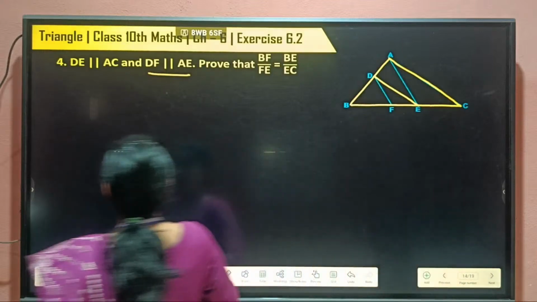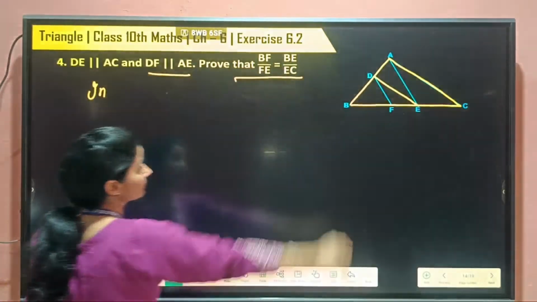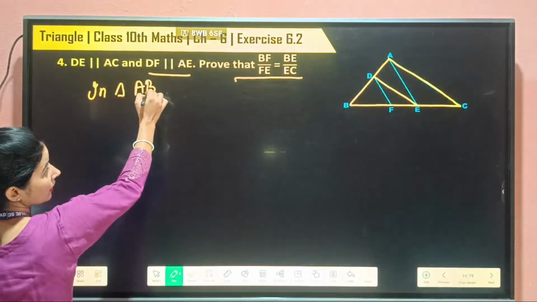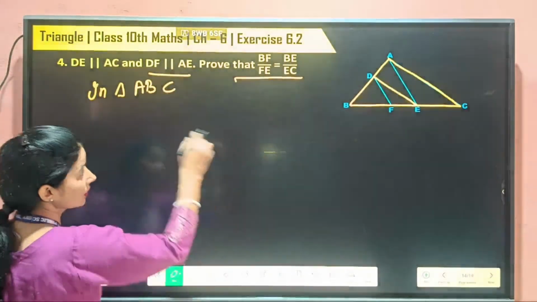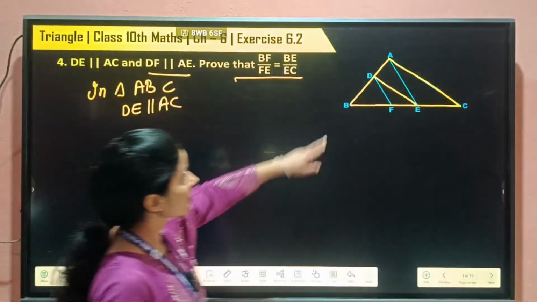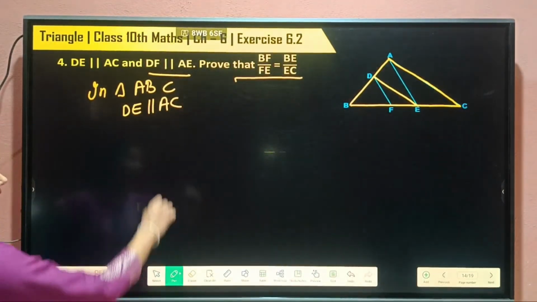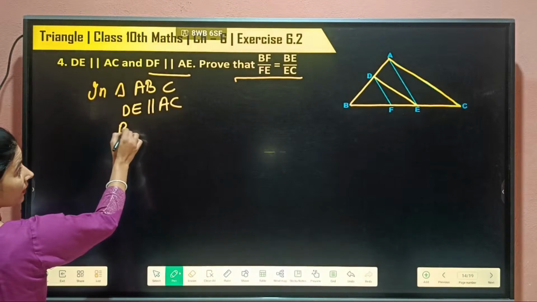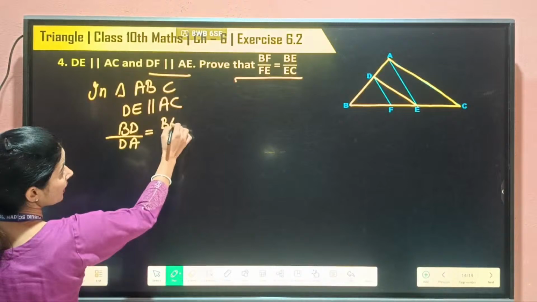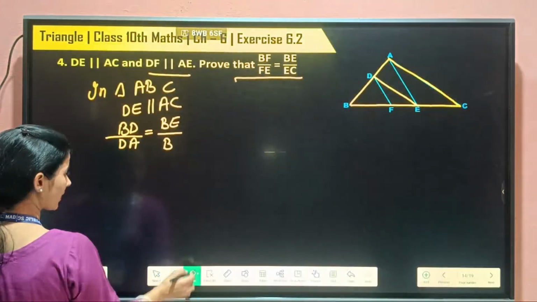In triangle ABC, this DE is parallel to AC. Then corresponding sides ratio will be equal. I can write BD by DA equals BE by EC. What can we write?